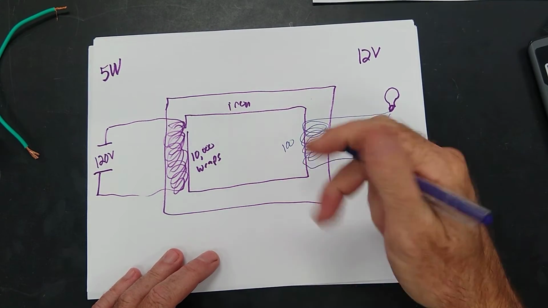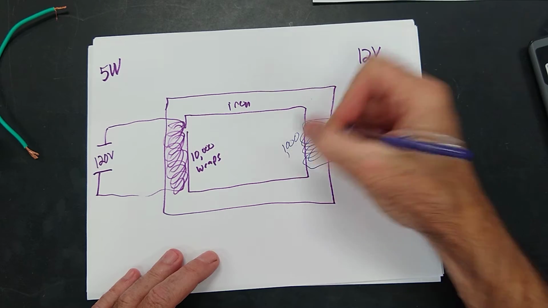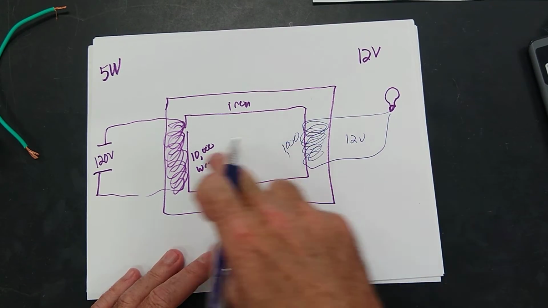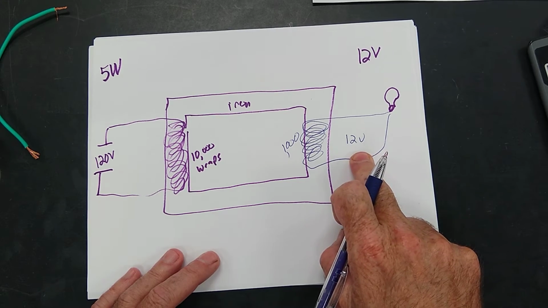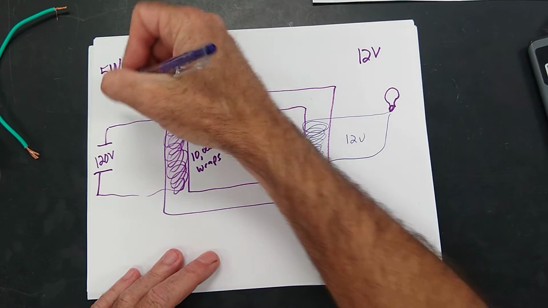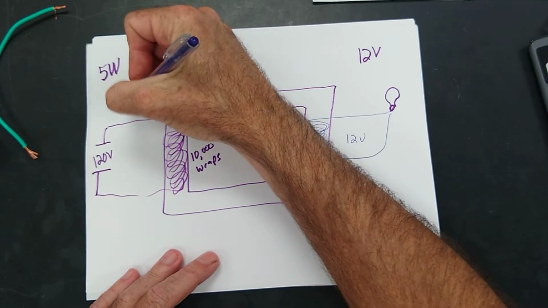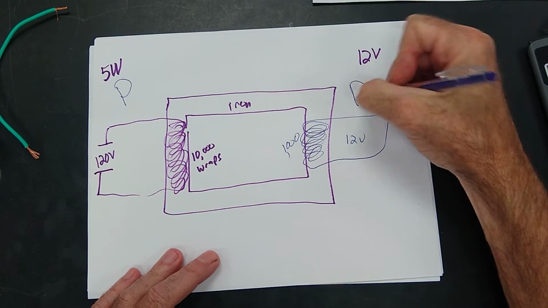This has 1,000, excuse me. This is 12 volts. So I've got 1/10 the wraps and we have 1/10 the voltage. What stays the same on each side of the transformer? That's right, the power. So the power is the same on each side.